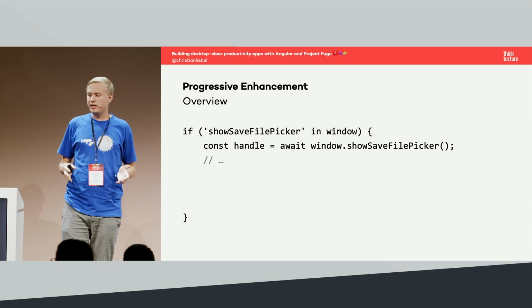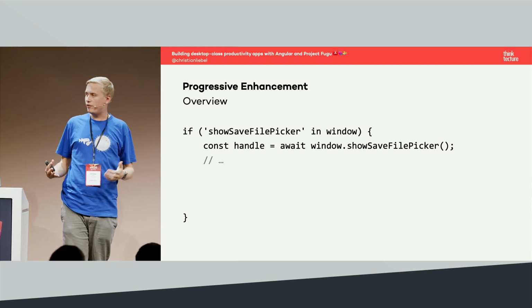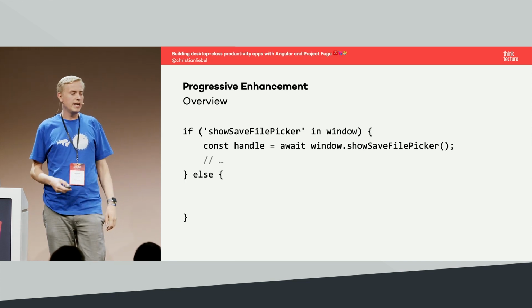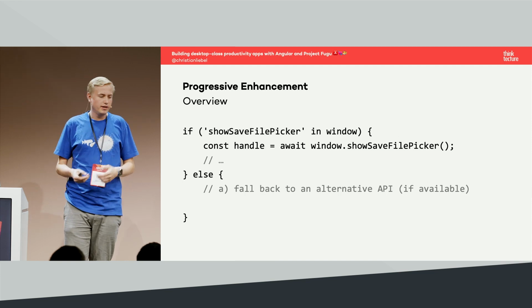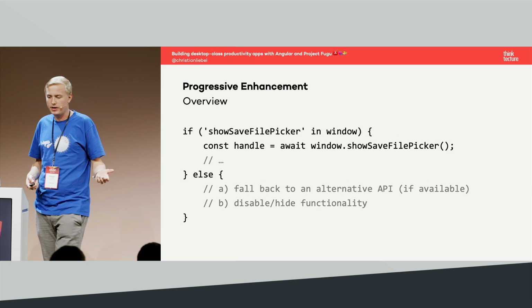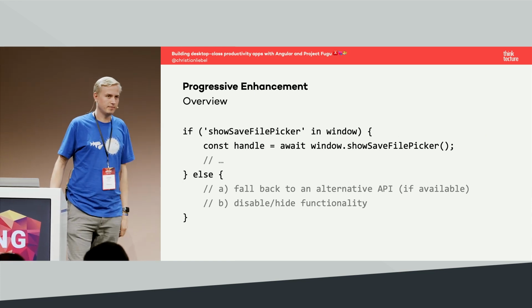Fortunately, this is super easy to implement. So all you do is use an if statement, check if an API is actually present, for example, the showOpenFilePicker. And if it's not, then you can simply fall back to an alternative API, or if there's no alternative API, you can disable or hide the functionality entirely.